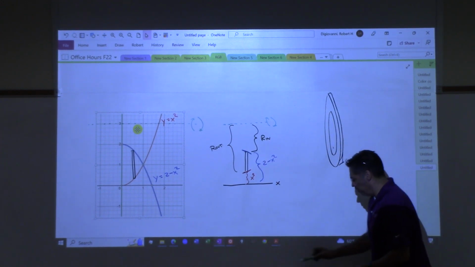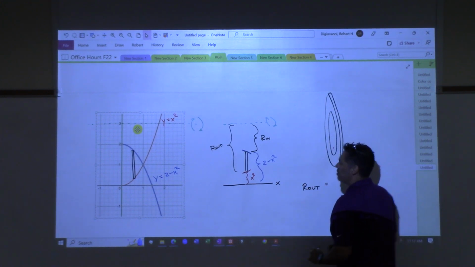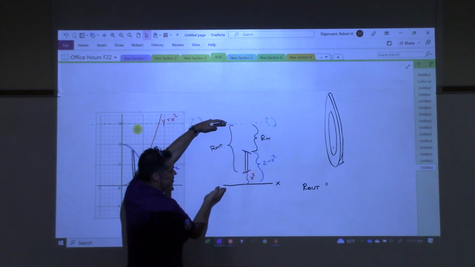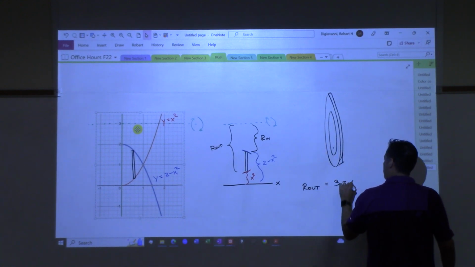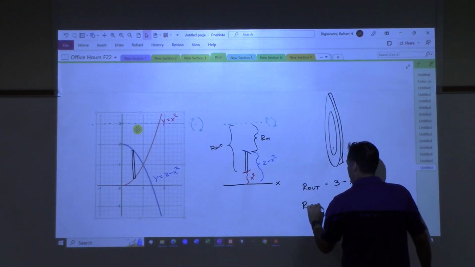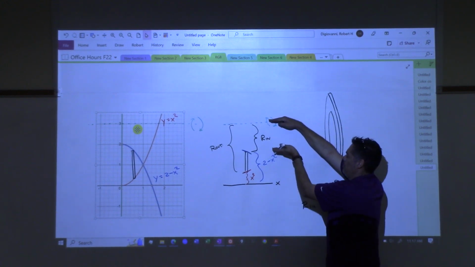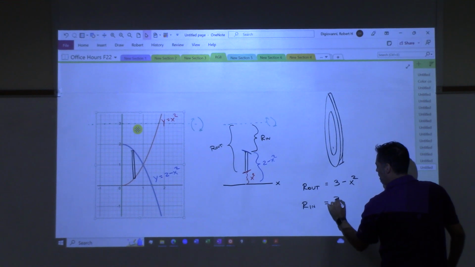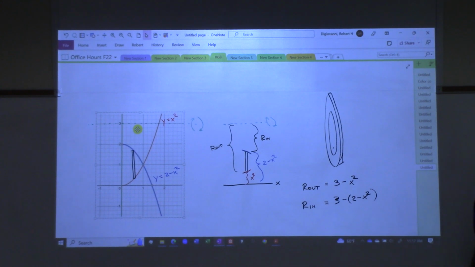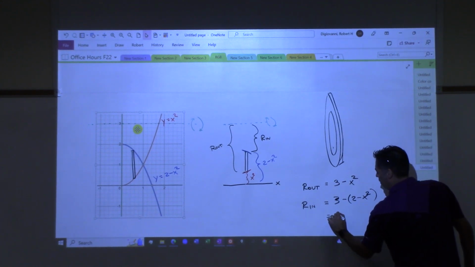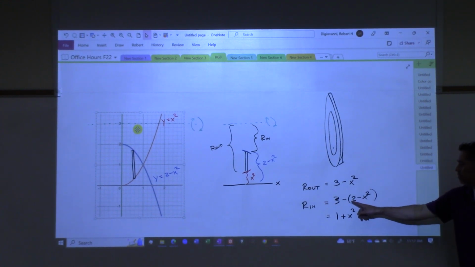So R out is equal to the whole distance 3, take away x squared. The R in is the whole distance 3, take away what? 3 minus 2 minus x squared in parentheses. That negative must distribute. 1 plus x squared. Right? Distribute the negative through.